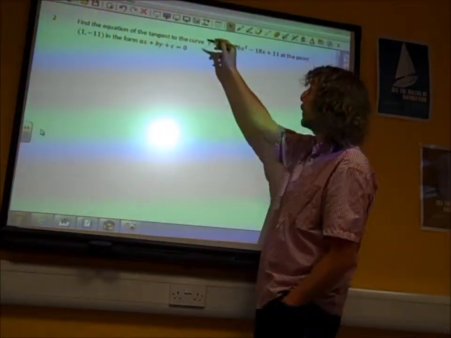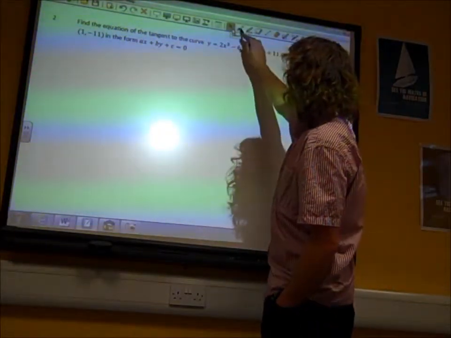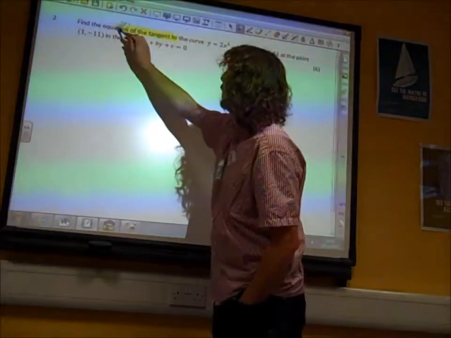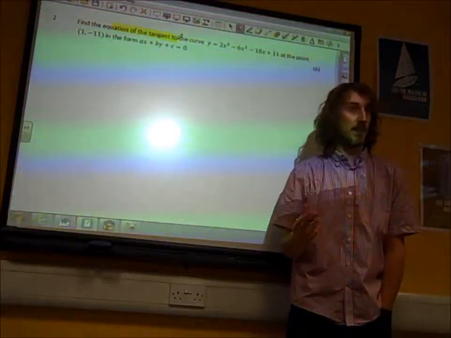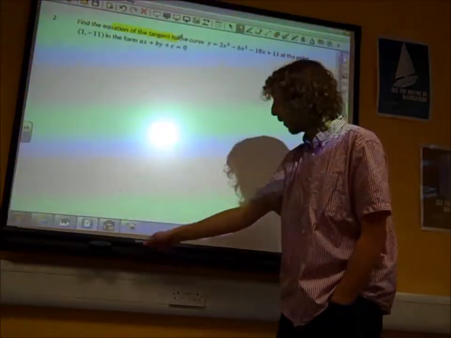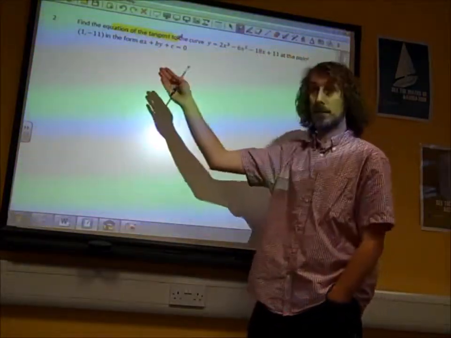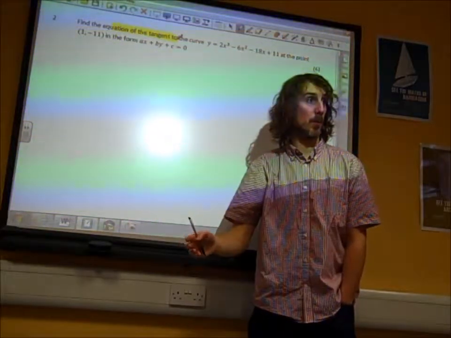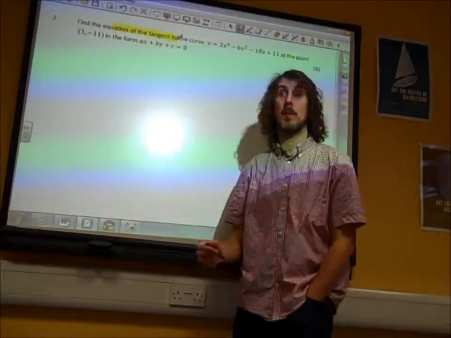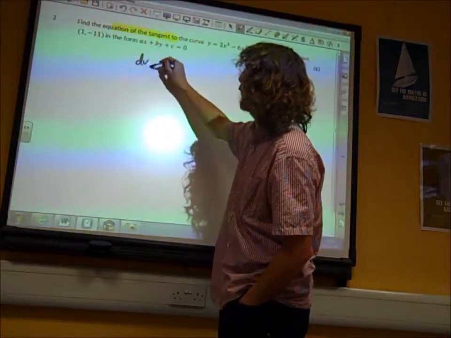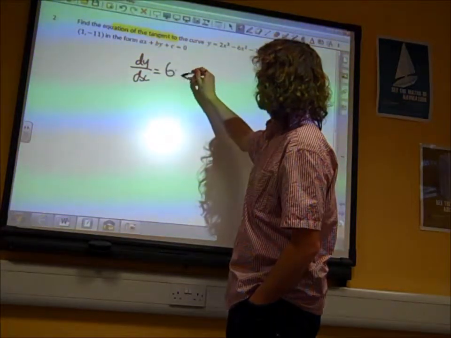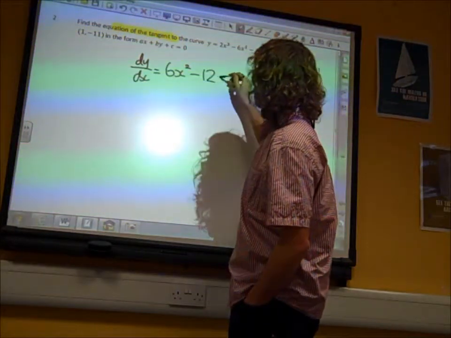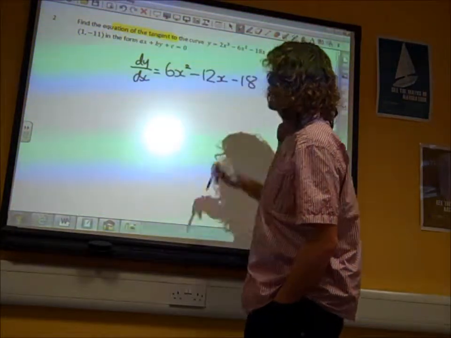So what we look for is when we see words like tangent or normal or gradient, any of those kind of things, that tells us to differentiate. Notice the question itself doesn't say find dy by dx or differentiate at any point. But we know we have to, so we're going to differentiate that function first to get 6x squared minus 12x minus 18.